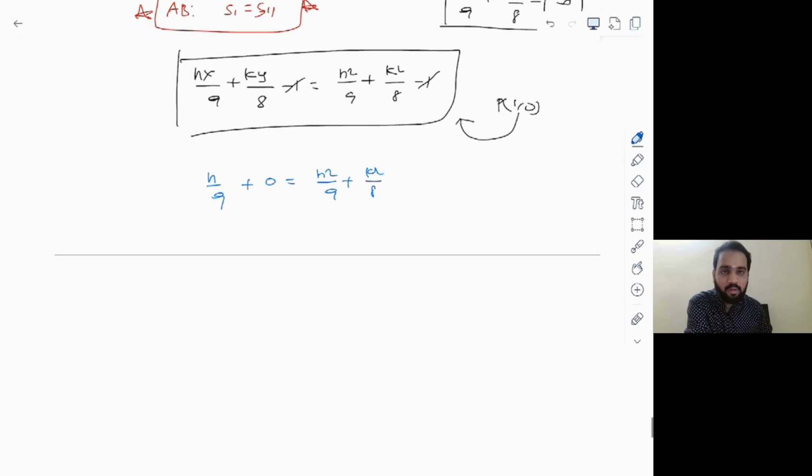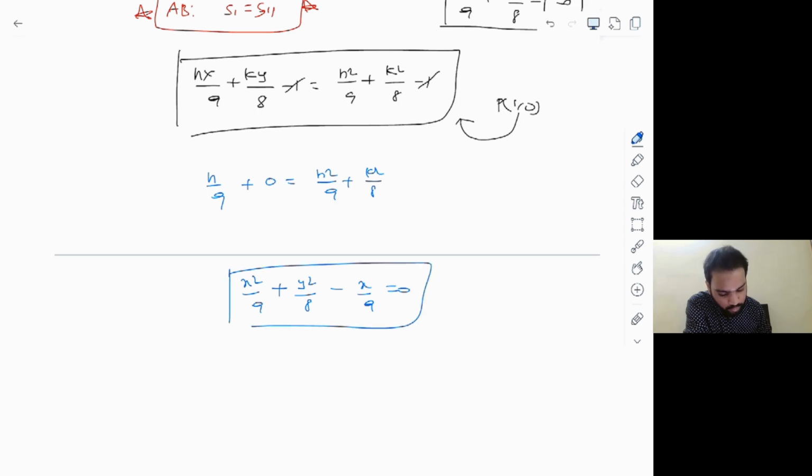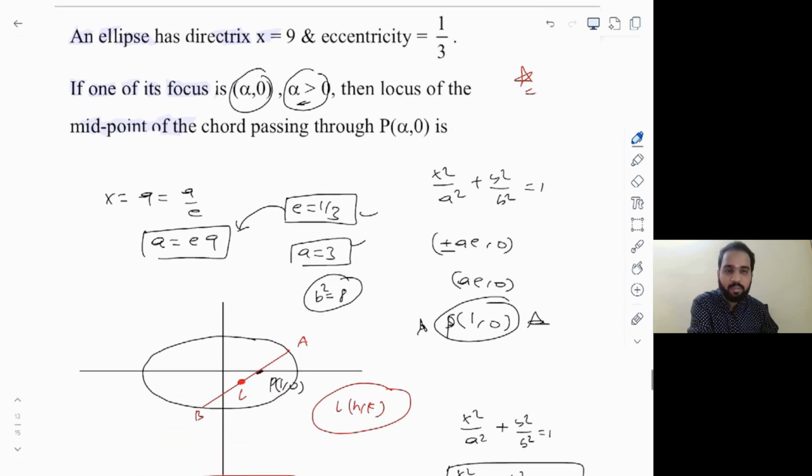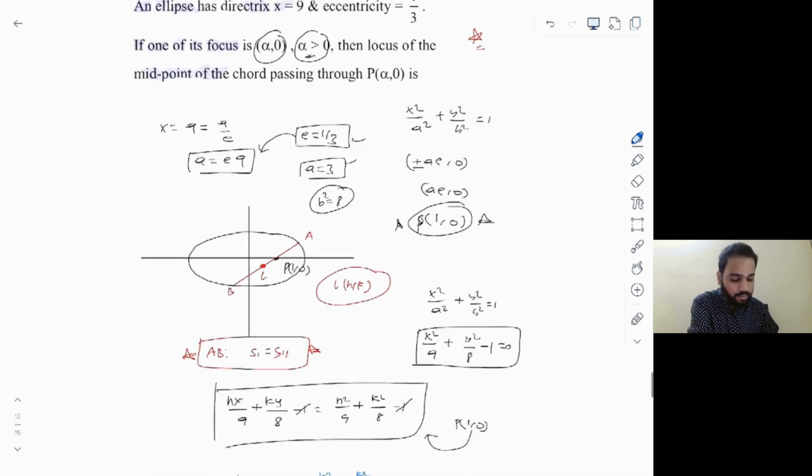So finally, you know what to do to find out the locus. That is, simply replace h comma k with x comma y. So what you get is x squared divided by 9 plus y squared divided by 8 is equal to x by 9, or you can bring it to the left hand side and write it as minus x by 9 is equal to 0. So this is your final equation of the locus of the midpoint of the chord which is passing through alpha comma 0. Okay.